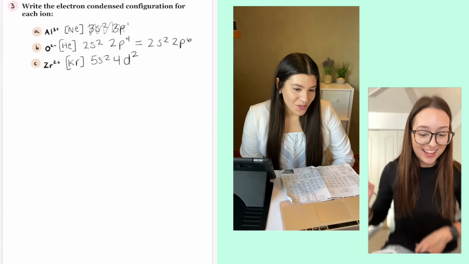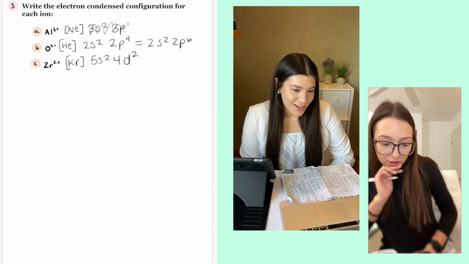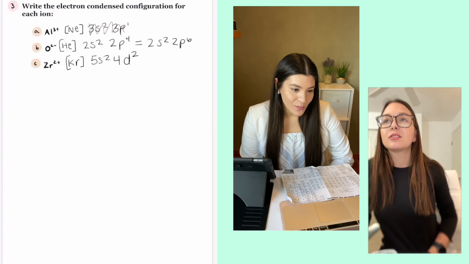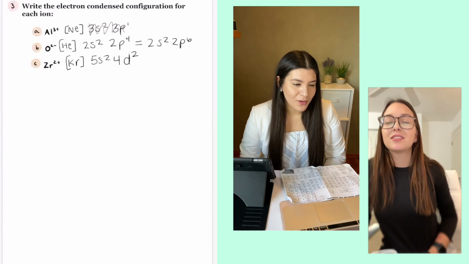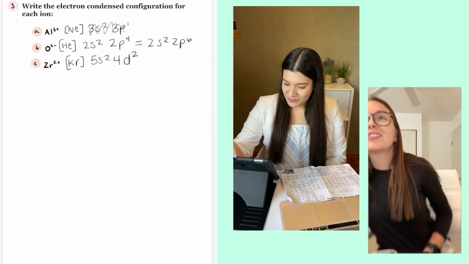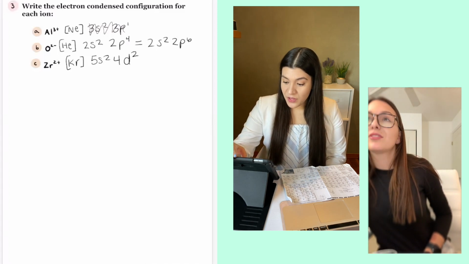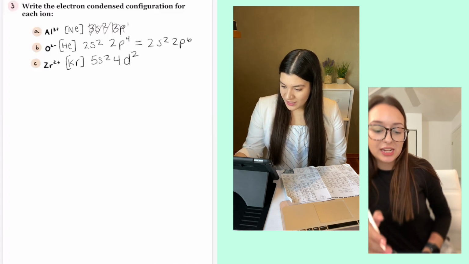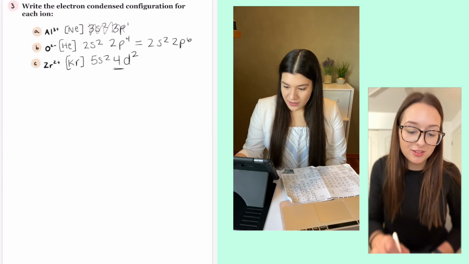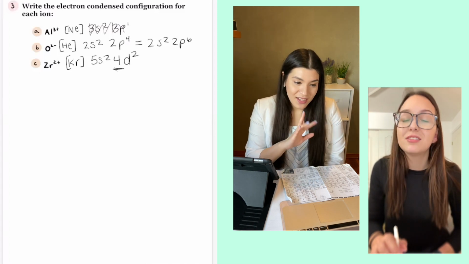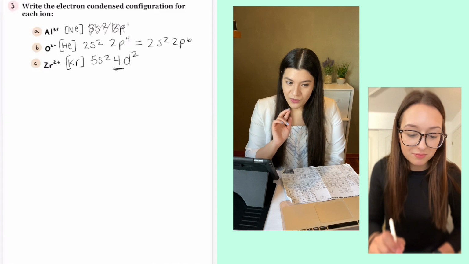Are we going to just get rid of the 4d2 altogether? Think about the energy level there. Oh, we have to take from the highest. So we just... from the lower one, sorry. From the lower one. We have to take from the lower one. So we're taking from the 4. So we're taking from the 5. So that's again from the 5s2 to the 4d2.